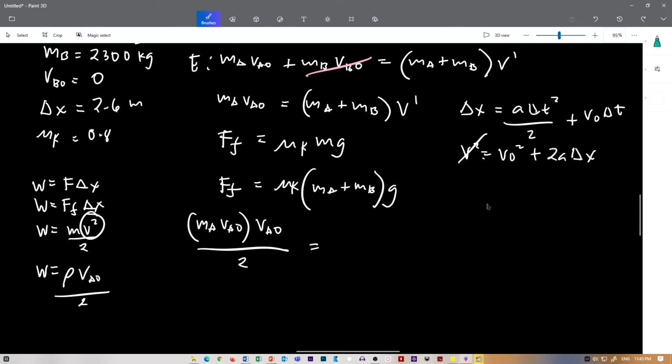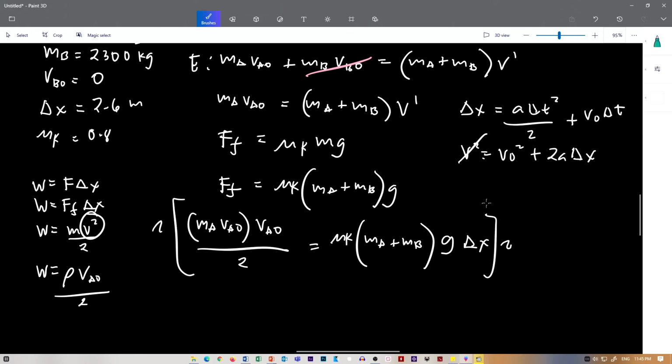Okay, that's correct. So we're going to have mu sub k multiplied by, of course, the masses of both, because they will be contributing to the friction, right? Multiplied by acceleration due to gravity. So that's the friction force caused by the tires of the two cars, then multiplied by displacement, which is the skid that they will be creating, which is 2.6 meters. Okay, so now we can just multiply both sides by 2 to cancel.